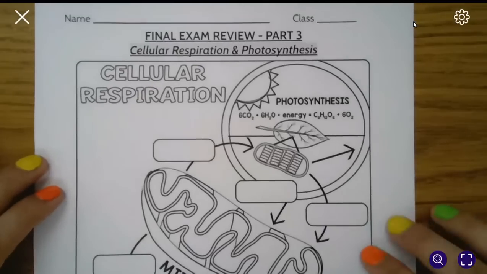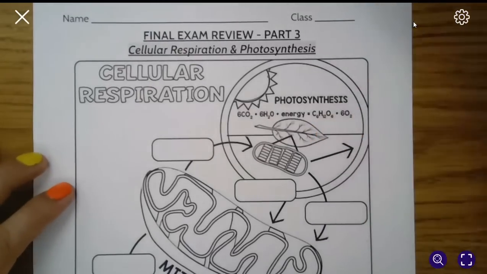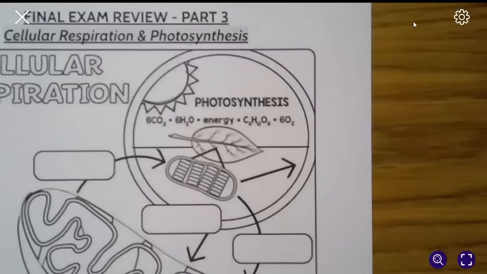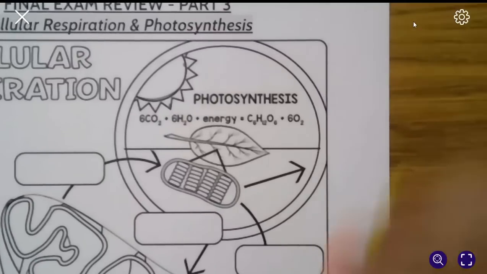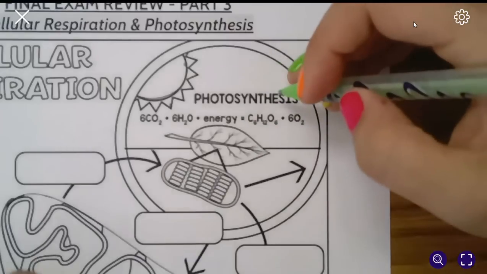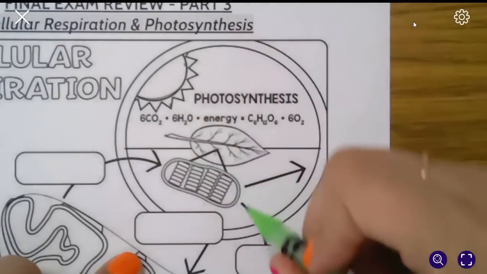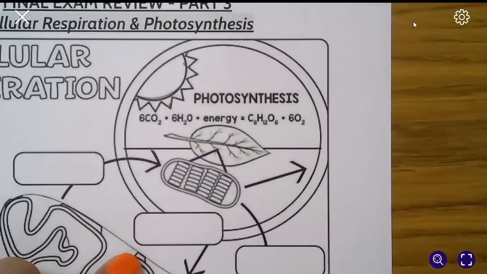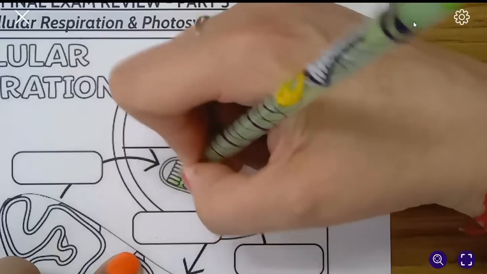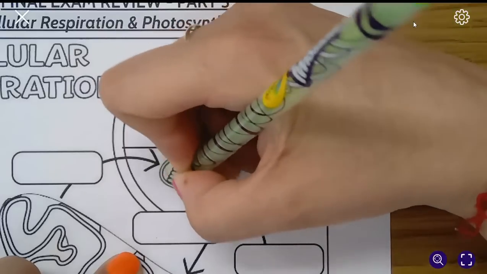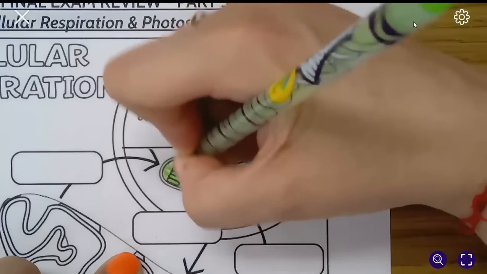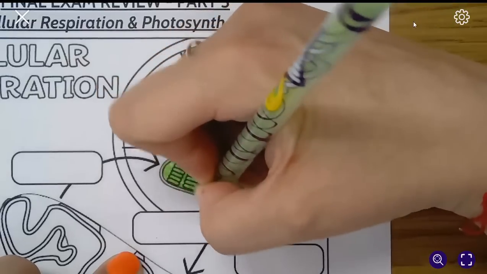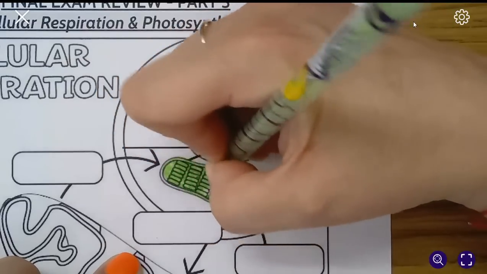All right, we're going to start up top with a little review of photosynthesis. So let's start there. I'm going to grab my green because we always want to use green for photosynthesis. And let's start with the organelle that is the key part of photosynthesis, and that's the chloroplast. So we're going to shade in our chloroplast in green. So remember, chloroplast is an organelle. It's only found in plant cells.